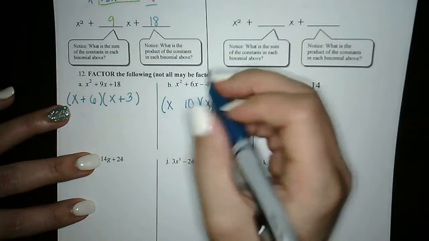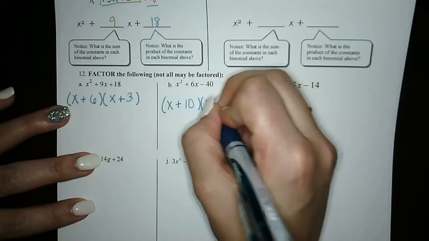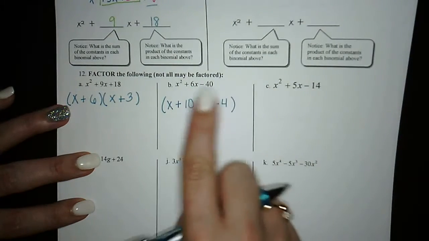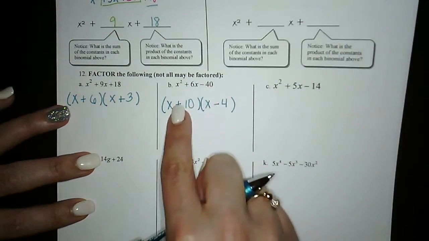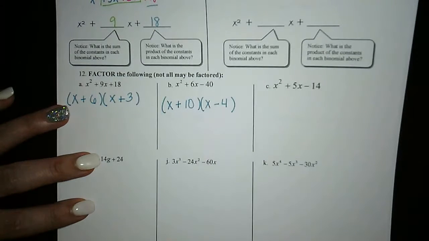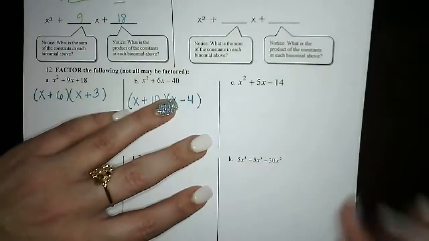In order for 6 to be positive, 10 has to be positive and 4 is negative. 10 times negative 4 is negative 40. 10 minus 4 is 6. On to C. I have x squared.